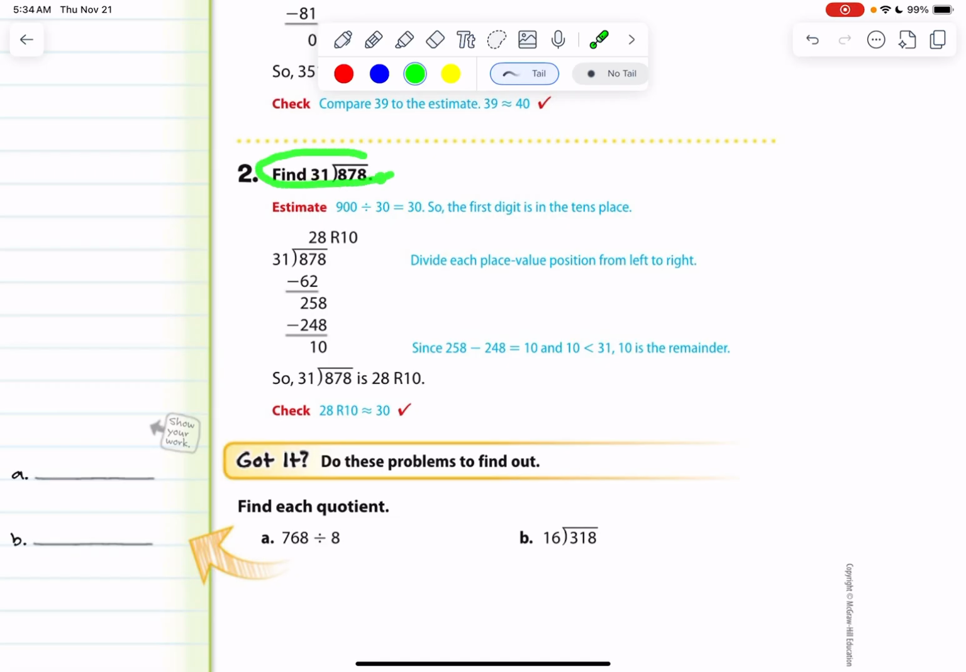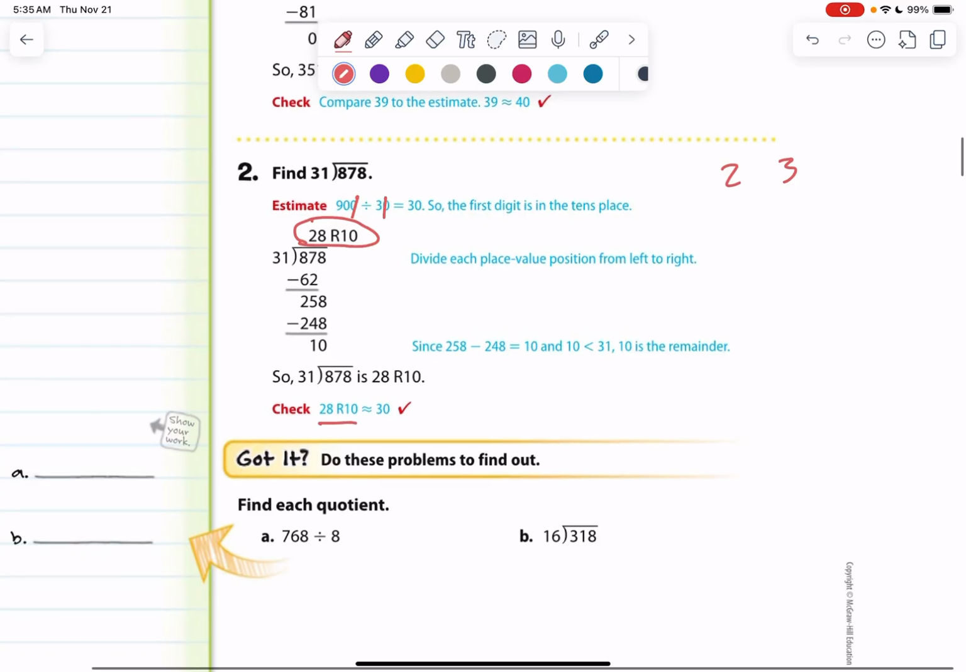The original problem is 878 divided by 30. We're estimating 878 to be about 900 and 31 to be about 30. I know 9 divided by 3 is 3, so 900 divided by 30, or 90 divided by 3 is 30. Oh, and look here. Okay? That tells me that my first digit is going to be a 2 or a 3. It ended up being a 2, and it was 28 remainder 10. 28 remainder 10 is very close to 30. So I think we've got it.